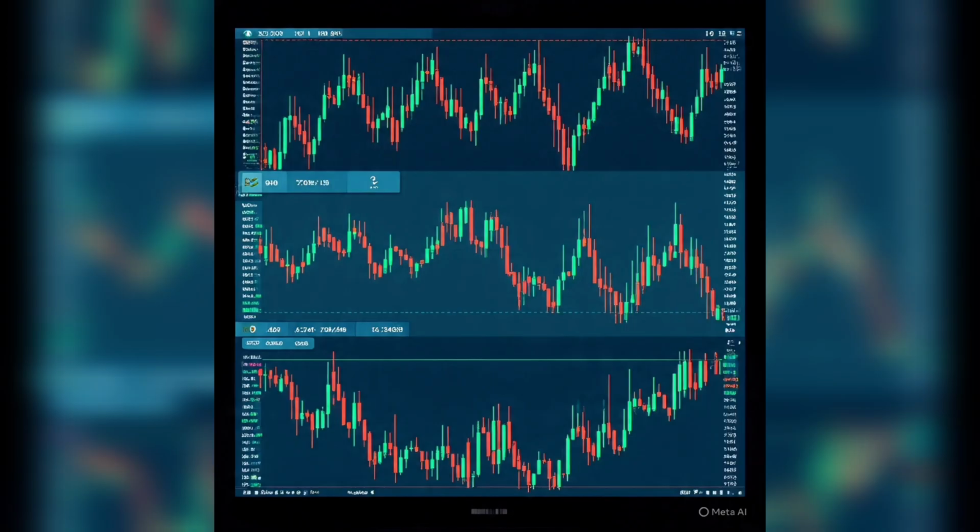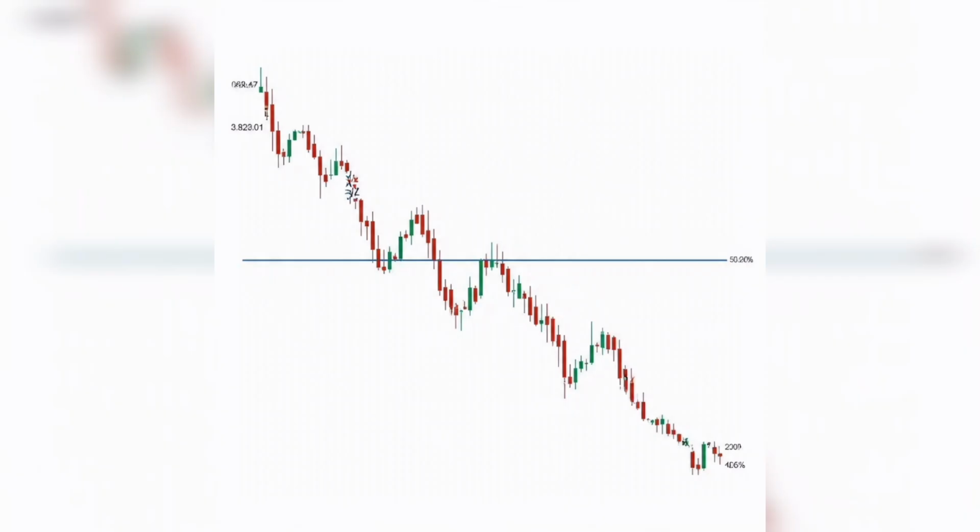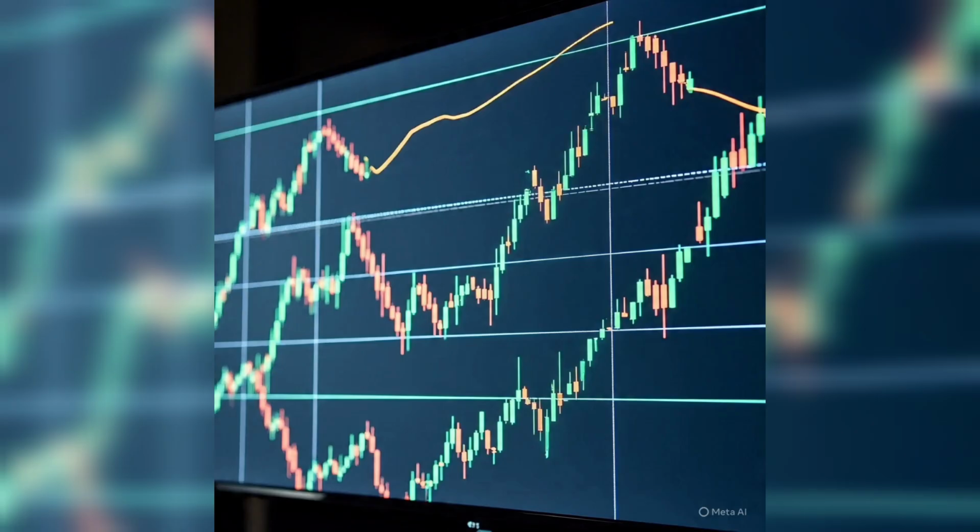So friends, this was the complete guide to Fibonacci Retracement Tool. It's not a magic formula, but it definitely gives you high probability support and resistance levels.